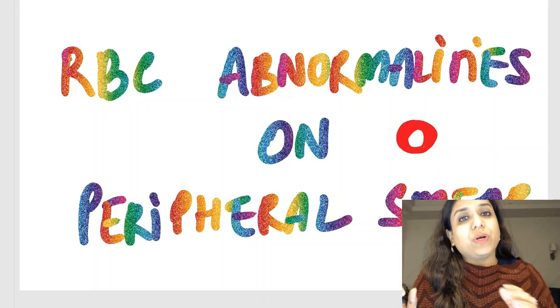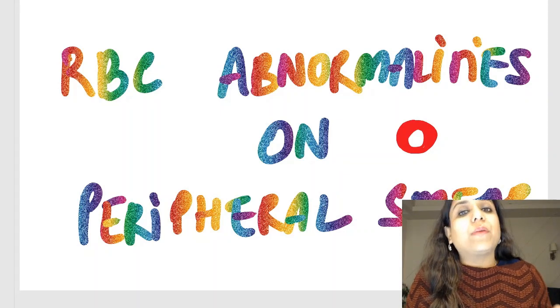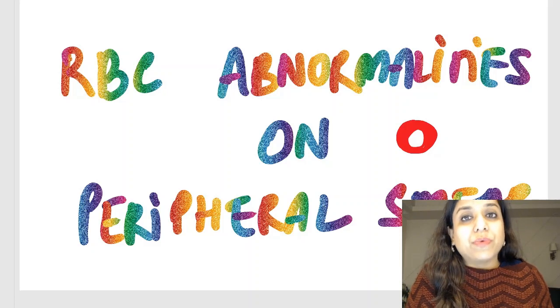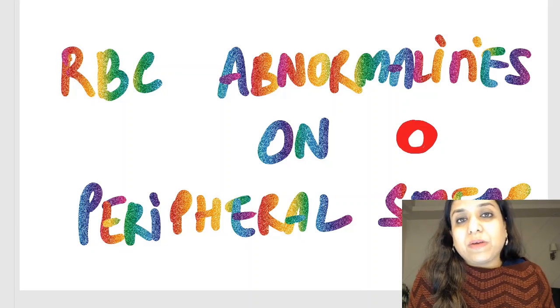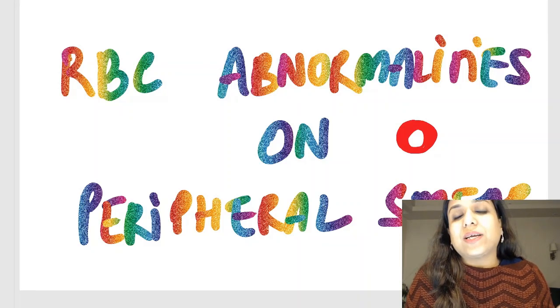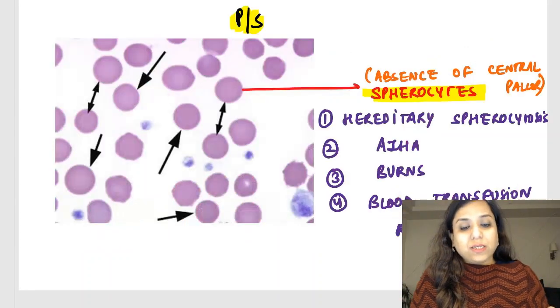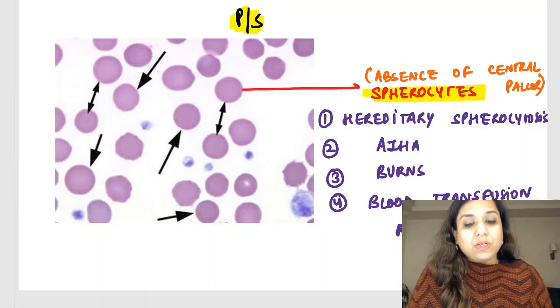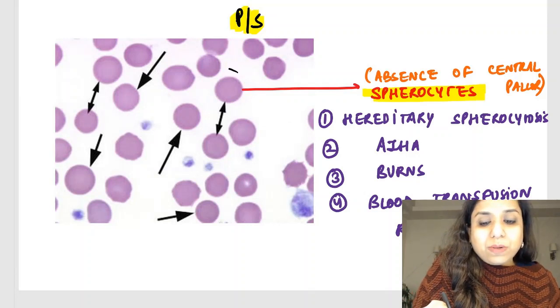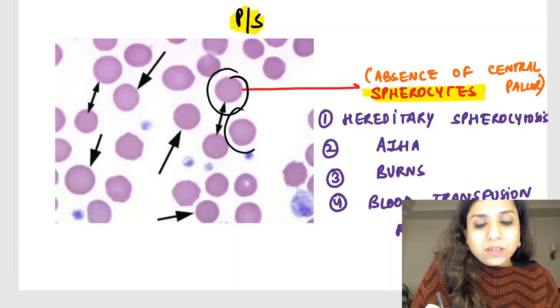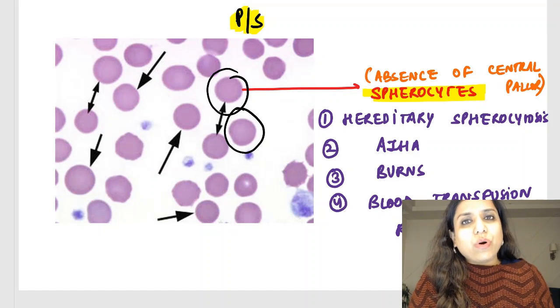In this section, we are going to discuss the RBC abnormalities on a peripheral smear. So when a pathologist sees a peripheral smear, what are the things which I can see in the RBCs? First of all, let us see this image, students. In this image, can you appreciate these red blood cells? Do you think these RBCs are normal?